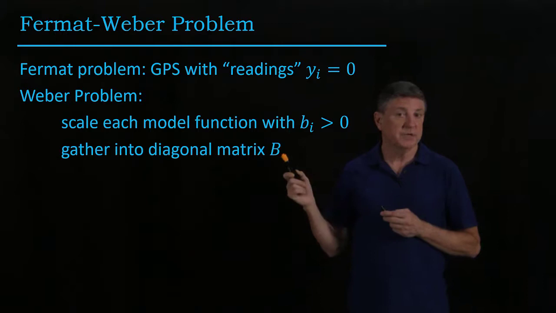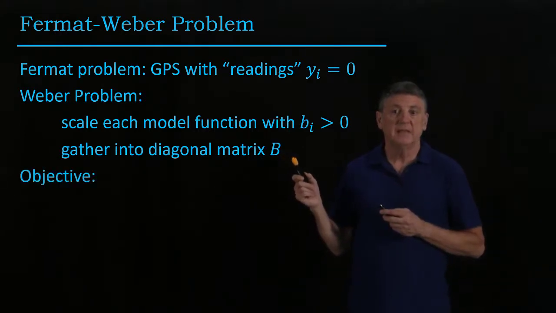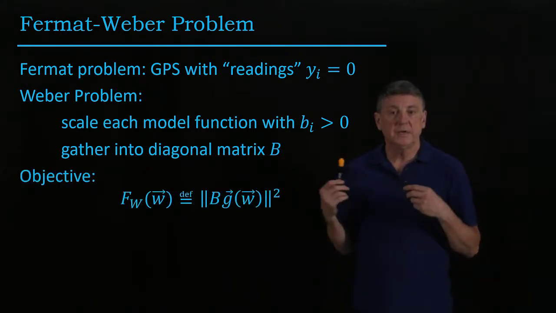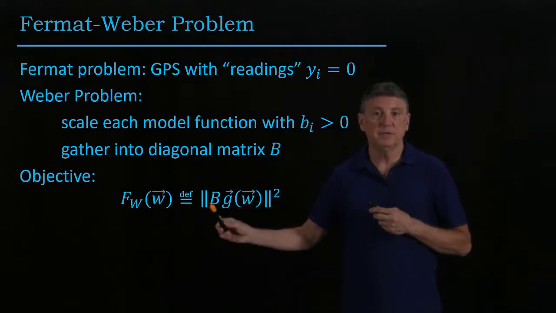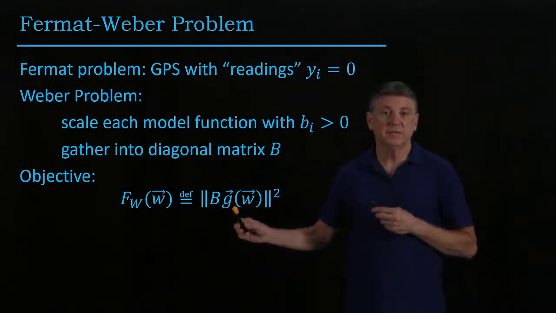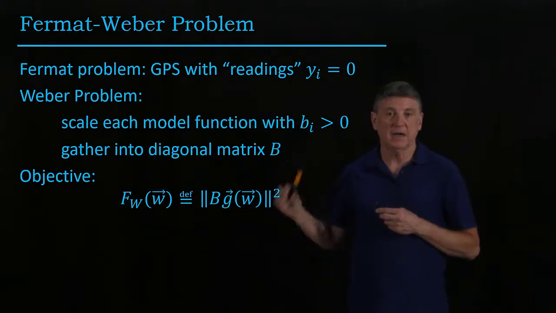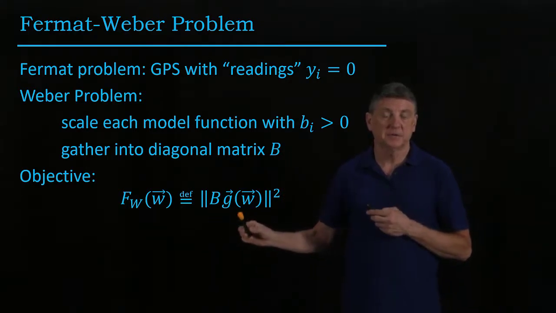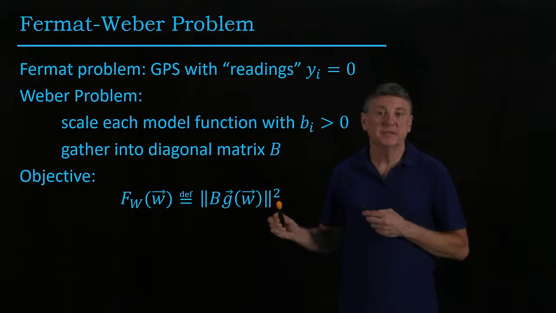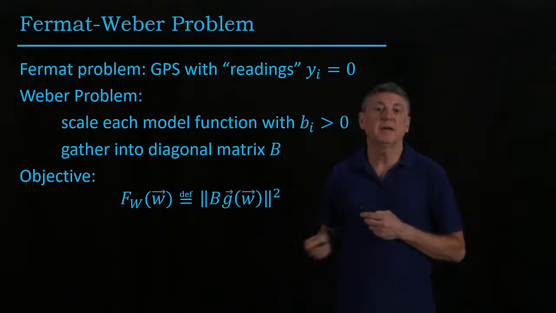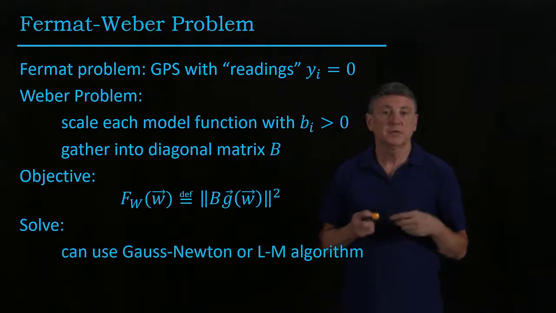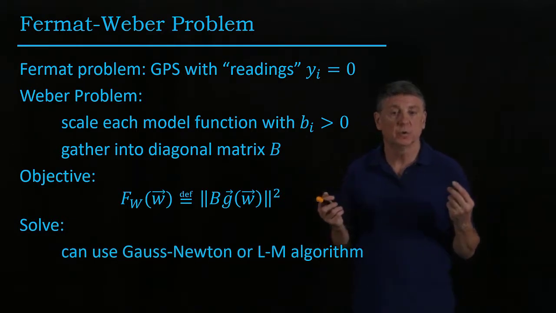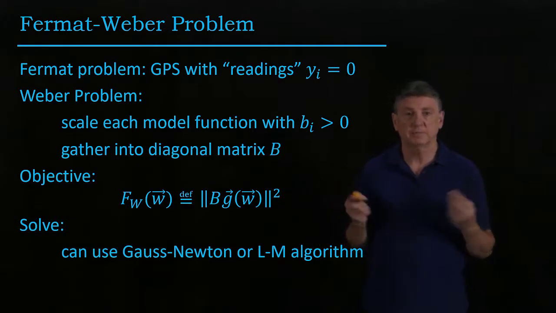We can gather those into a diagonal matrix, and then the objective of the nonlinear function would be that we scale each one of these g sub i's by the b sub i, and I can write that as a matrix vector multiplication, and then we take the squared norm, and then we may or may not have the half term in there. And we can solve this using either the Gauss-Newton or the Levenberg-Marquardt algorithm.